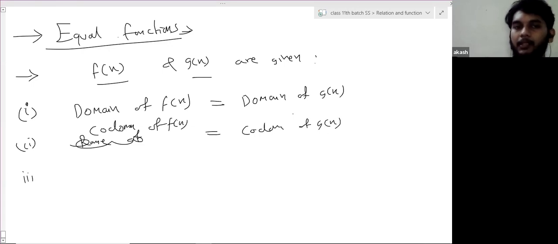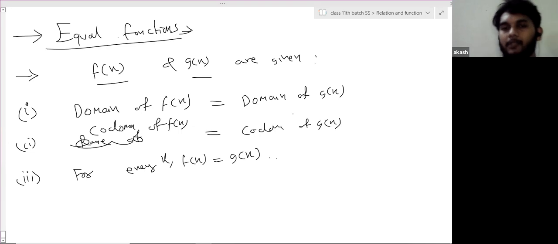And there is a third condition also. For every x, f of x must be equal to g of x. What does this mean? See, domain you know how to check, right? Domain of f of x and domain of g of x you can easily check. Codomain you can easily check. What is the third scenario?